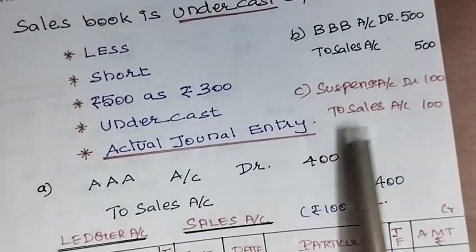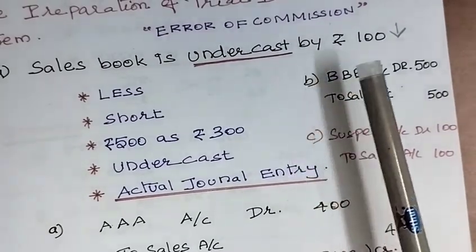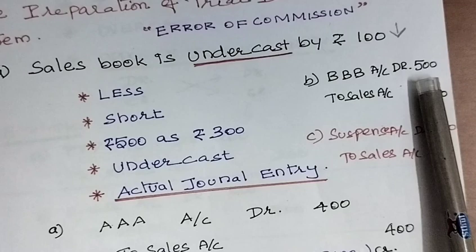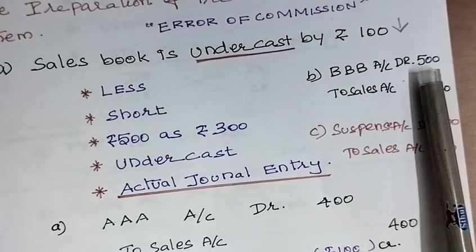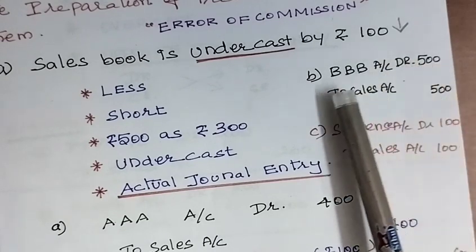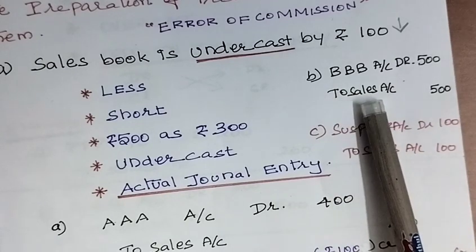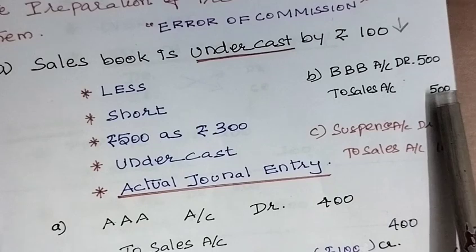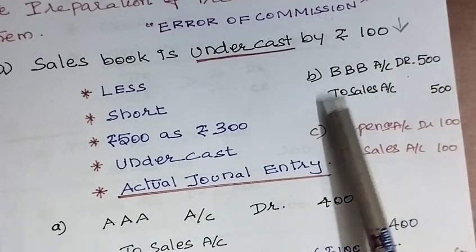Another example: you sold goods to BBB on credit for rupees 500. Where does the sales account appear in the journal entry? Sales account appears on the credit side. So, to sales account 500 rupees, and the opposite account is BBB account debtor 500 rupees, to sales account.